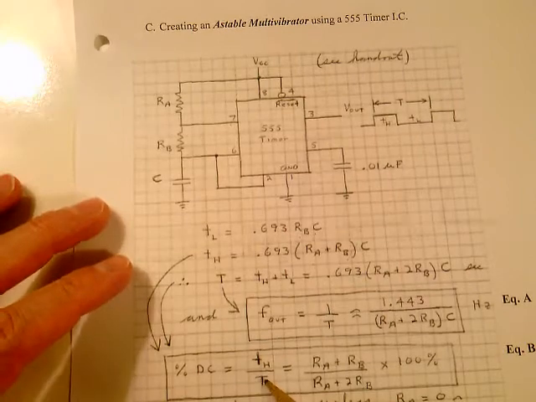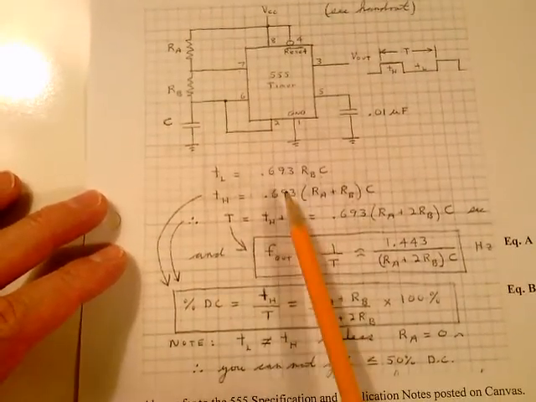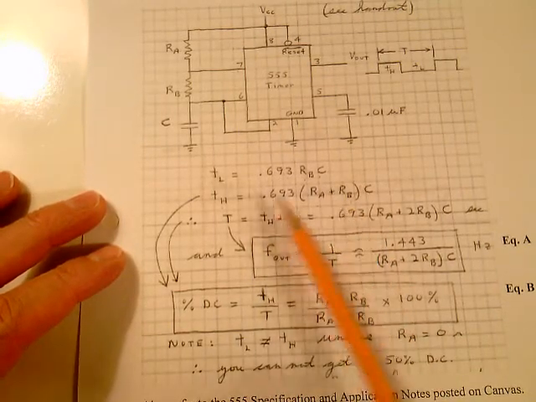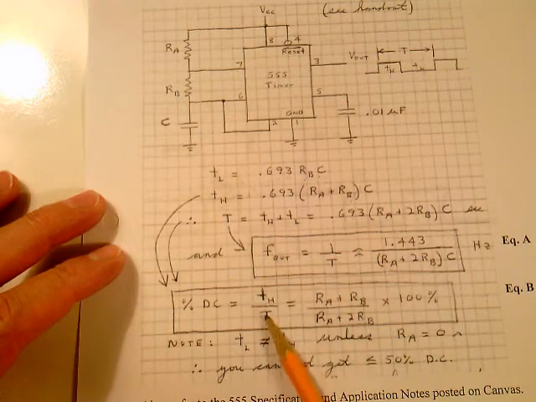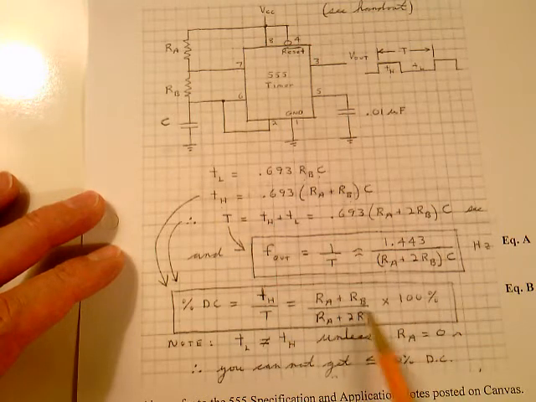We're going to define duty cycle the way we always have. It's the time high divided by the total period. Here's the time high, here's the total period. You can put that over that and things cancel out, and you can see that the duty cycle is given by the quantity RA plus RB divided by RA plus 2RB, times 100%.